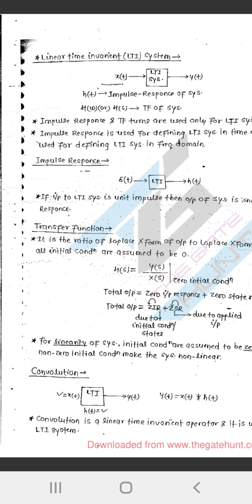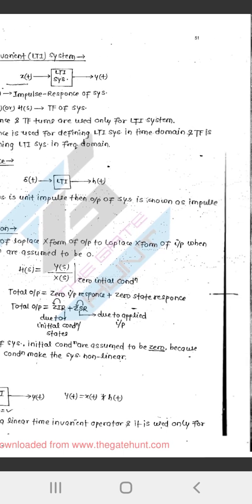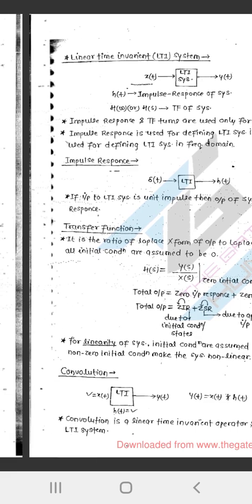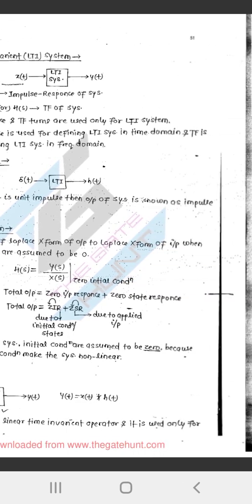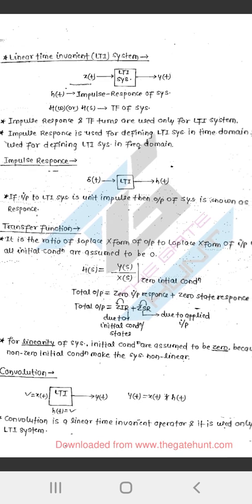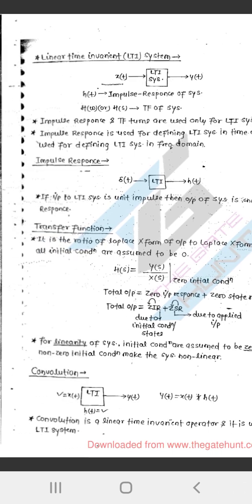Convolution system, LTI: h(t) tends to y(t). y(t) is equal to x(t) convolved with h(t). Convolution is a linear time invariant operator. It is used only for LTI systems. Transfer function is the ratio of Laplace transform of output to input. Transfer function का है Laplace transform.